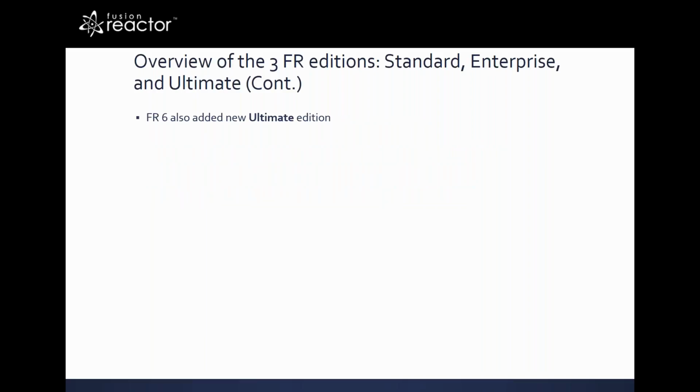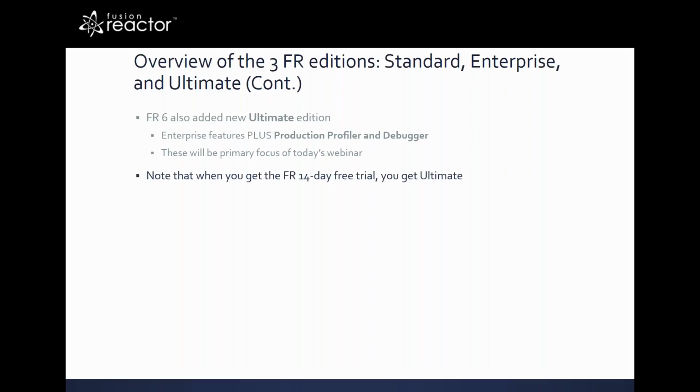And then FusionReactor 6 added this new Ultimate Edition, and the Ultimate Edition is everything in Enterprise plus the production profiler and the production debugger. And those, again, are what we're going to talk about today. I also want to point out that when you get the 14-day free trial of FusionReactor, what you get is Ultimate. So if you want to experiment and experience it, just go get the trial, put it on a machine where you don't currently have FusionReactor, and what you'll get will be the Ultimate Edition.